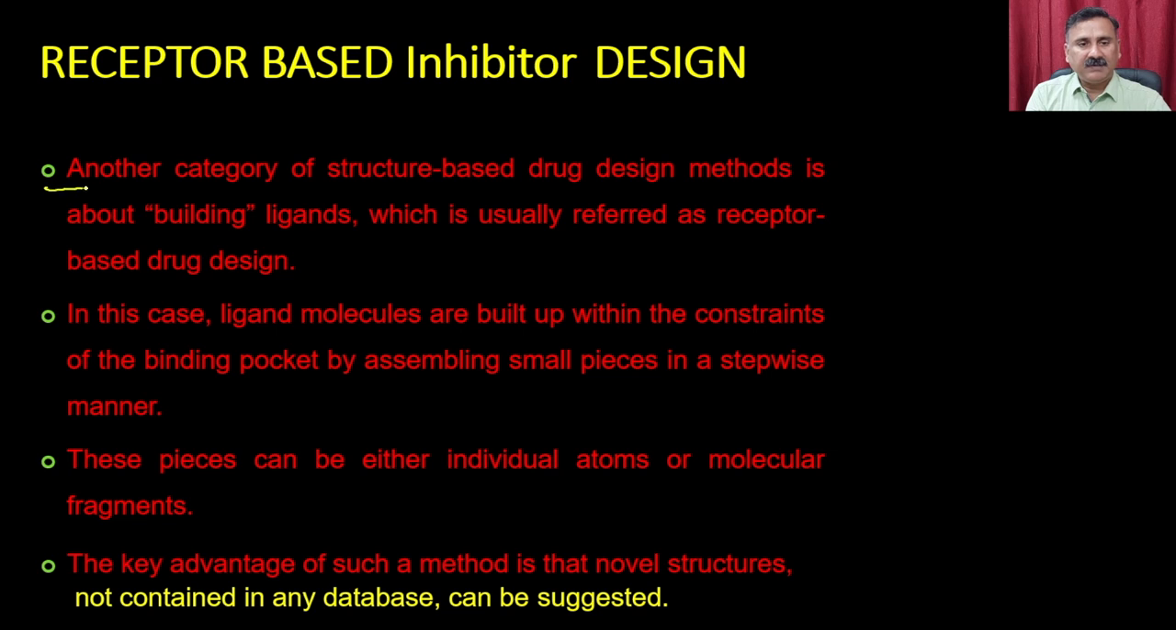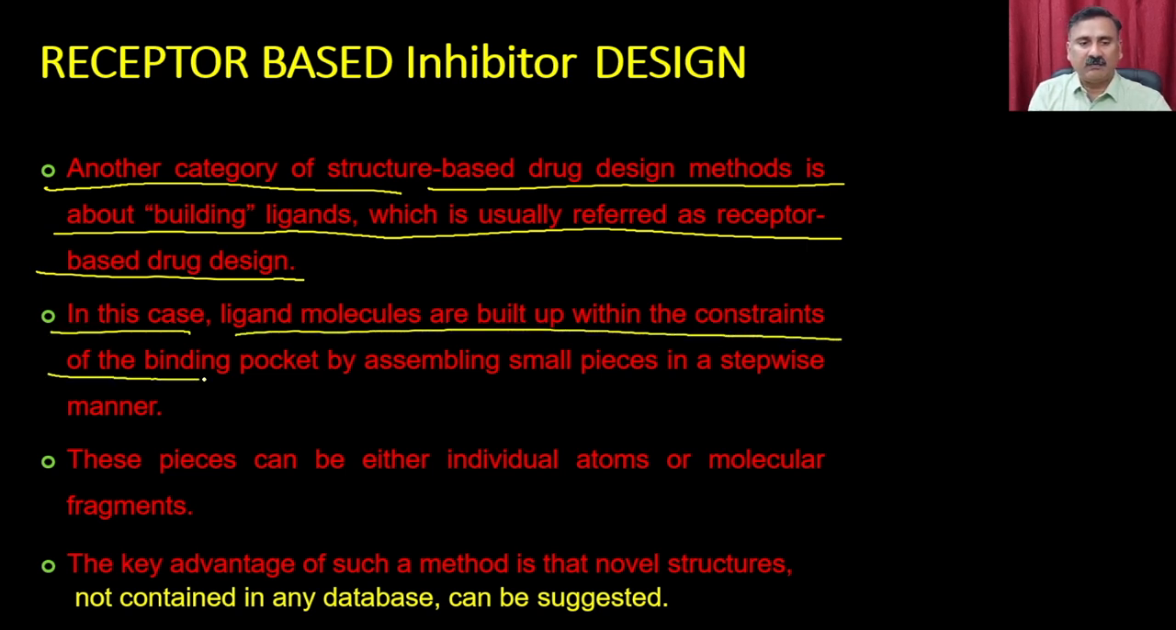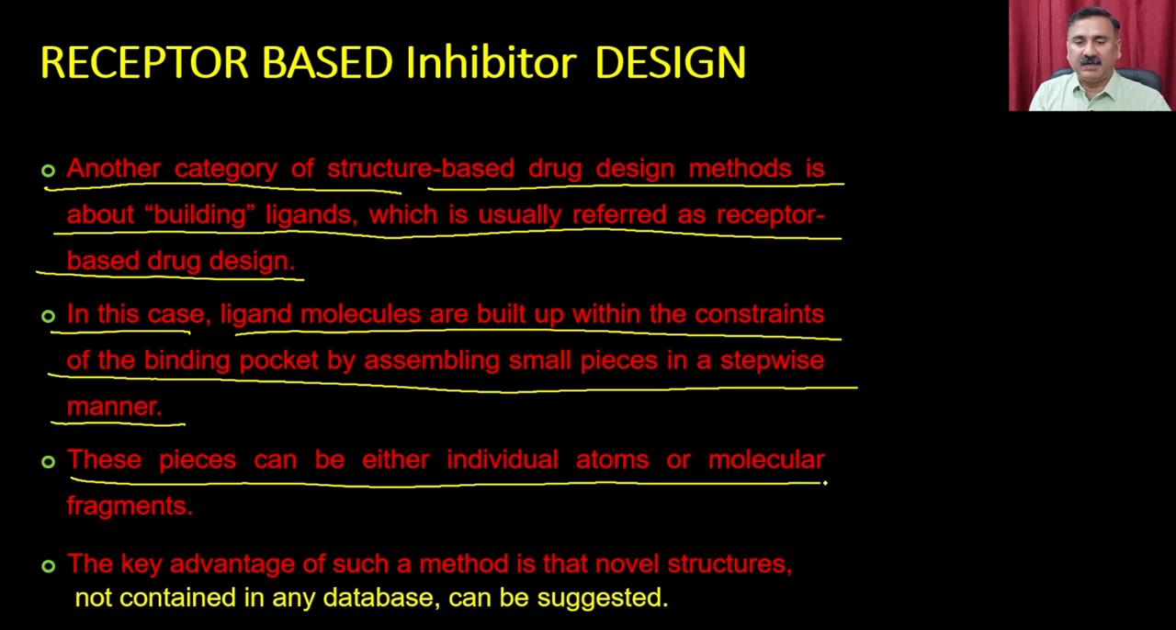So in the receptor-based inhibitor design, the structure-based drug design method is about building the ligand, which is usually referred to as the receptor-based drug design. In this case, the ligand molecules are built up within the constraint of the binding pocket by assembling small pieces in a stepwise manner. These pieces can be either individual atoms or molecular fragments. The key advantage of such a method is that novel structures not contained in any database can be suggested.